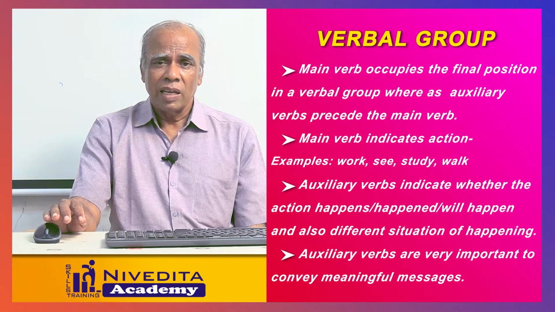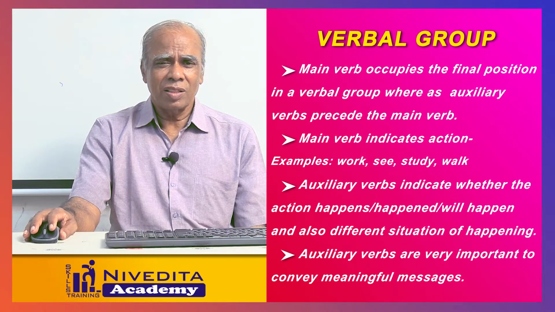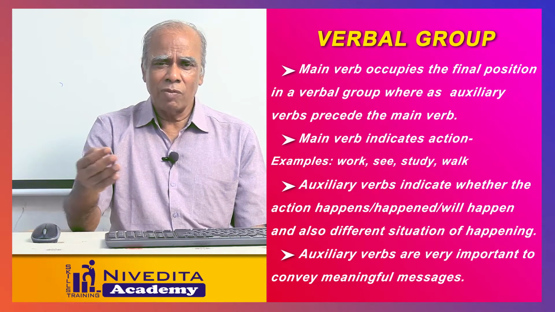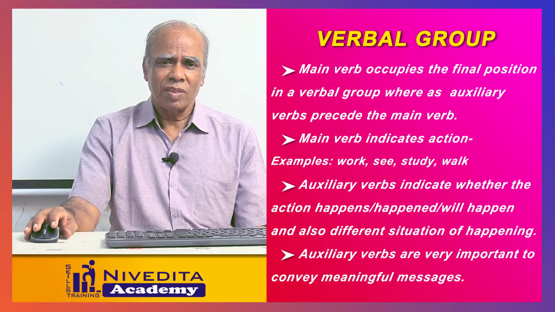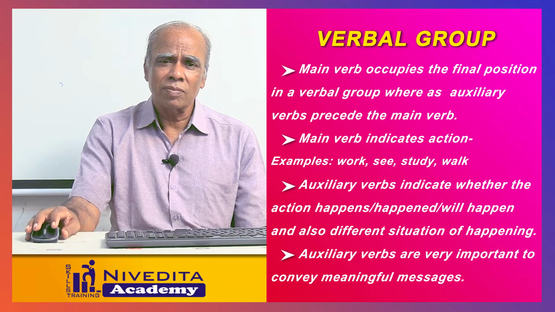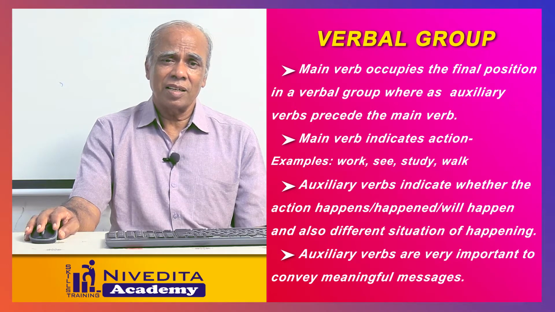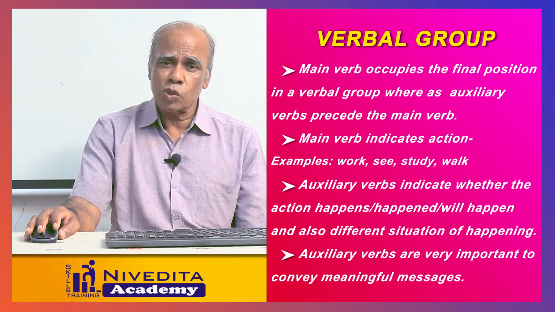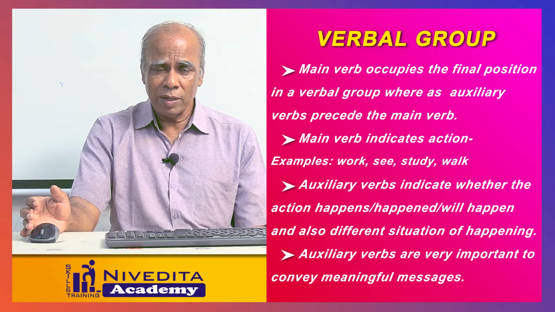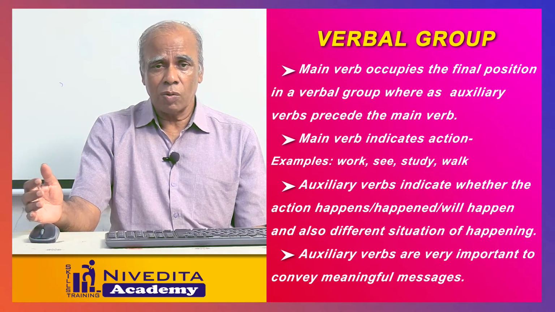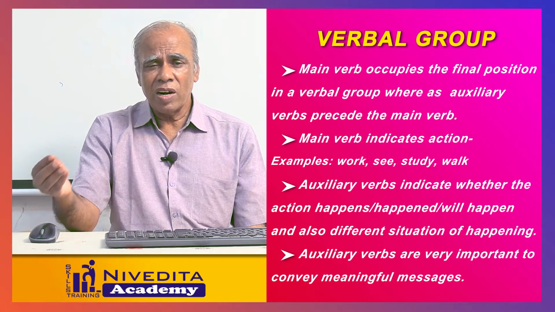The main verb indicates action, whereas, do you think that auxiliary verbs are necessary? When the main verb does the function of showing action, then what's the necessity for these auxiliary verbs? Do you think there is any necessity? Yes, they are needed. Because auxiliary verbs show whether the action happened, or will happen, or is happening, or was happening, or will be happening. And also different situations of happening.